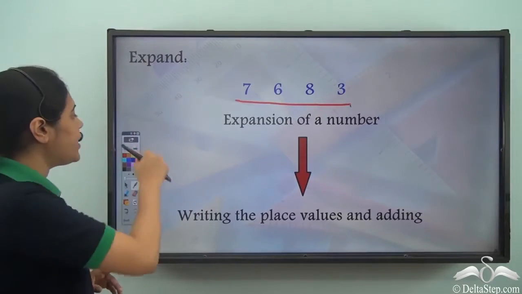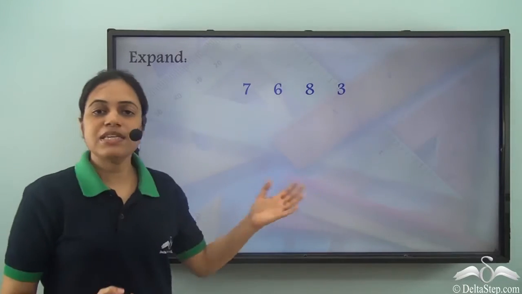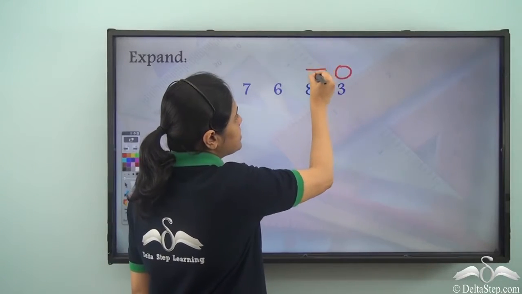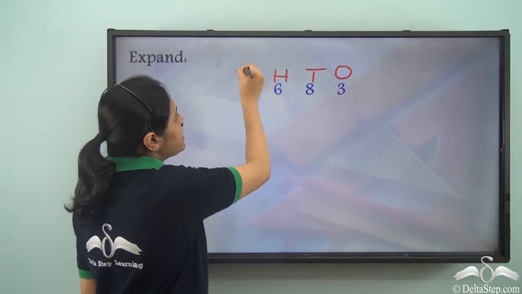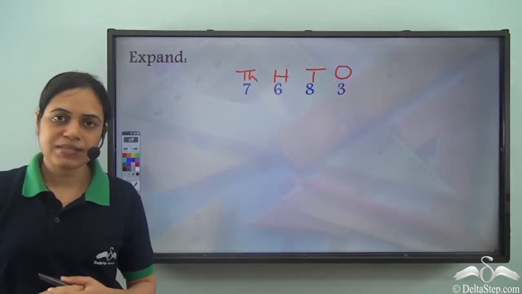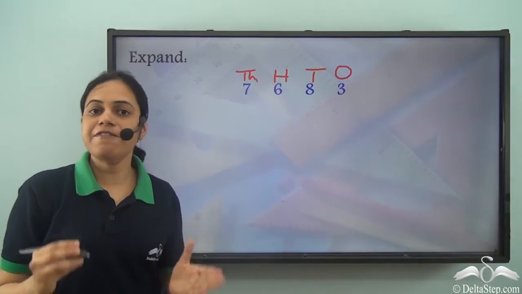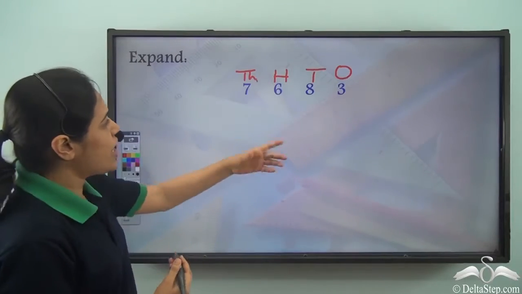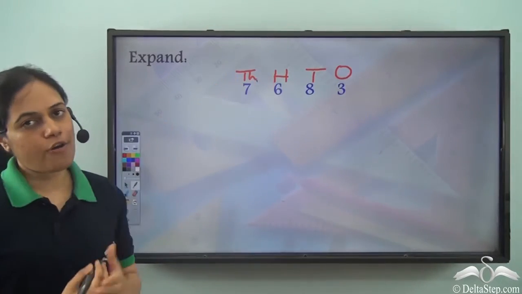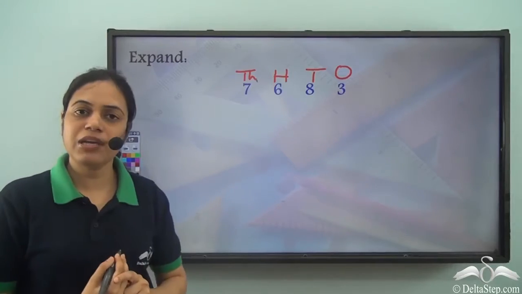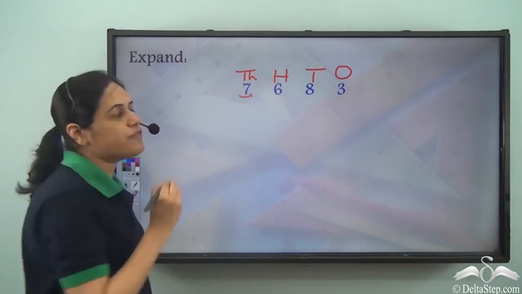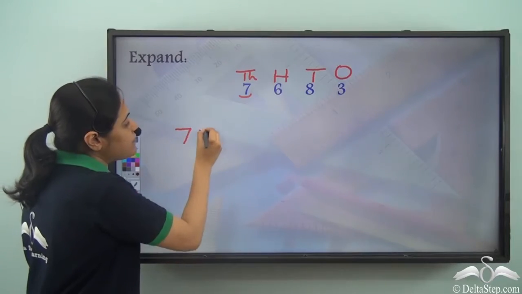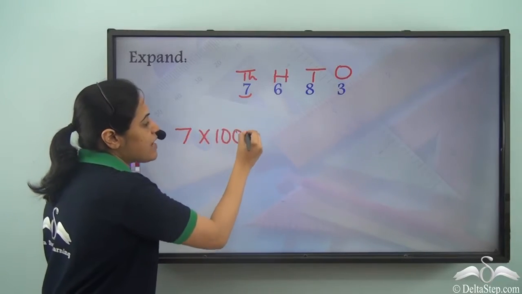Let us see how we can do that. So, this is a 4-digit number. This is ones place. This is tens place, hundreds place, thousands place. Now, for expanding, I first need to find the place values of the different digits. So, I can start either from the right or from the left. Let me start from the left. What is the place value of 7? 7 is in the thousands place. So, the place value of 7 will be 7 into 1000.